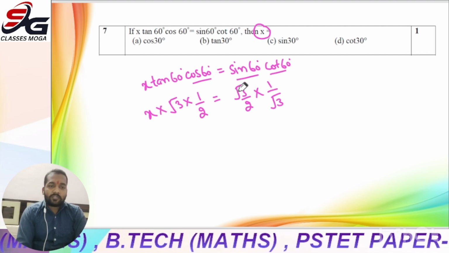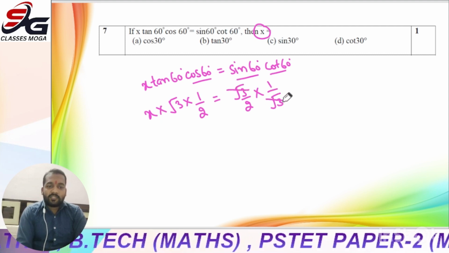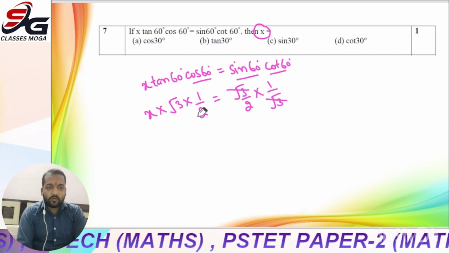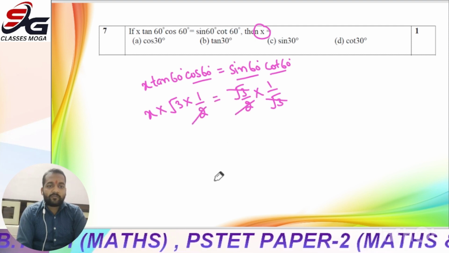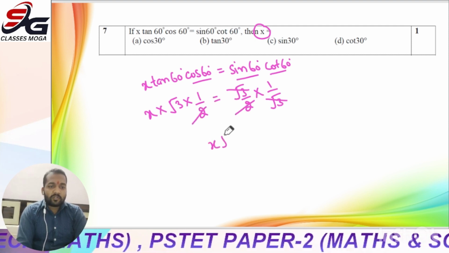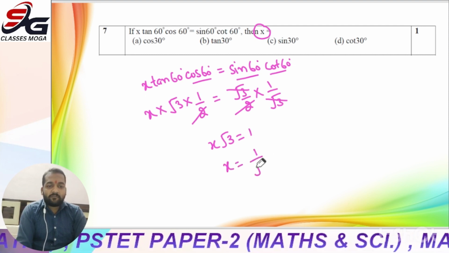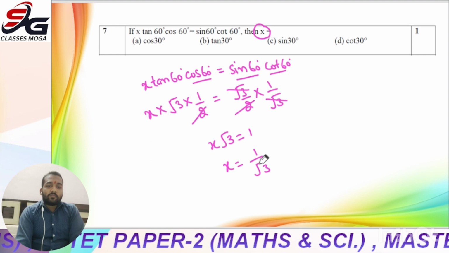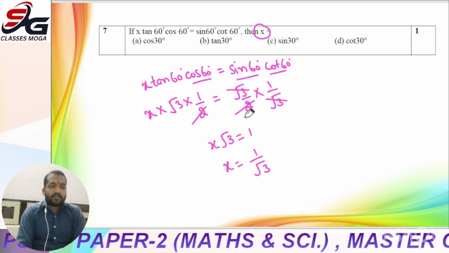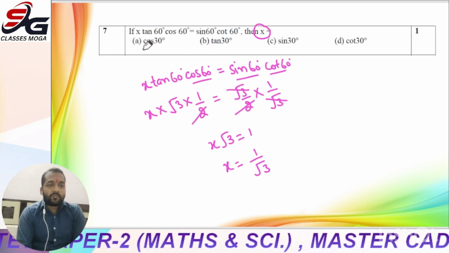So just solve this equation. These two cancel out, root 3 with root 3. This 2 cancels out with this 2. So x root 3 is equal to 1. So what is x? It is 1 by root 3. Now what is 1 by root 3? Check the options. Cos 30.